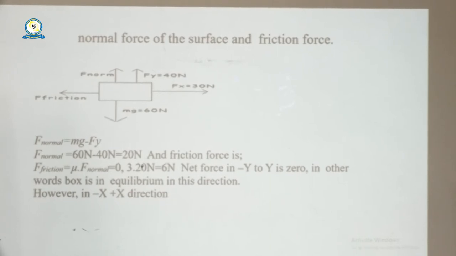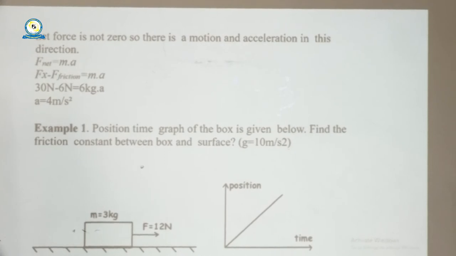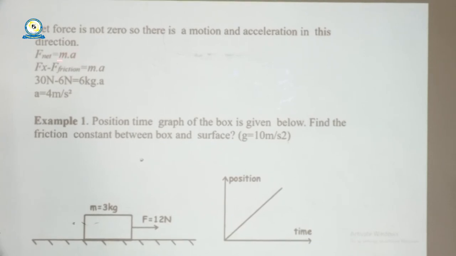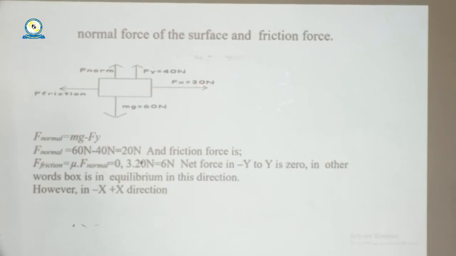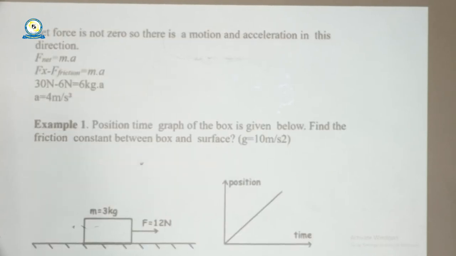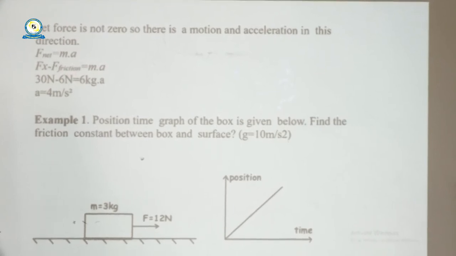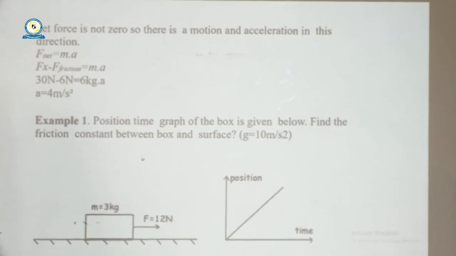However, in x direction, the net force is not zero. So there is a motion and acceleration in this direction. If there is a motion in that direction, you have to think also of acceleration, ma. It means the summation of all forces in x direction, you equate equal to ma, as you can see there. Fx minus friction force equals ma. The direction of acceleration should be in the direction of your force. Friction will be against the direction of motion.